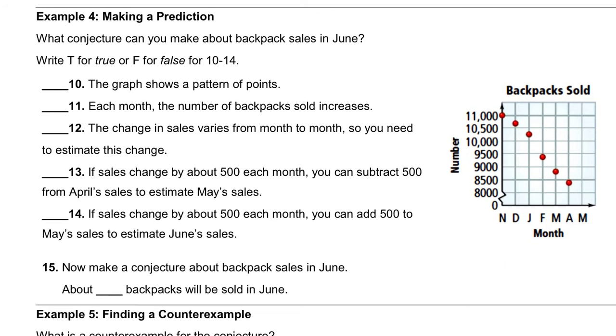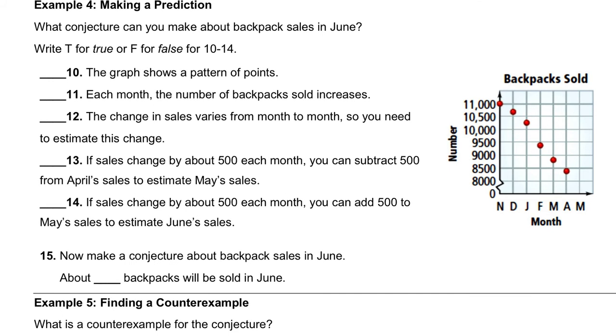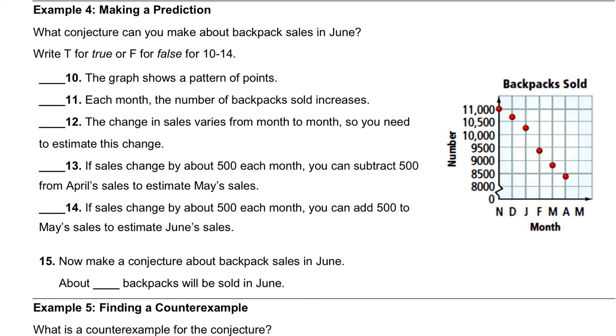So the next example is about making another prediction, another conjecture. And we're talking about backpack sales based on this graph. Does this graph show a distinct pattern of points? I think it shows a good enough pattern of points that we can make a prediction. Each month, the number of backpacks sold doesn't increase, it looks like it's decreasing. The change in sales varies from month to month, meaning it doesn't decrease by a uniform amount. I'm going to say that's true. It's not an exact amount, it's changing.